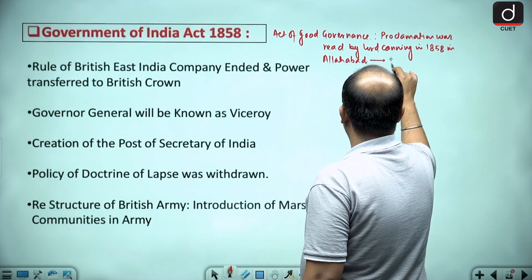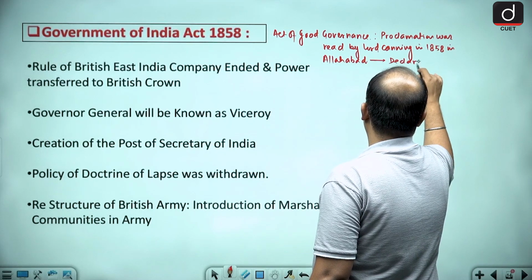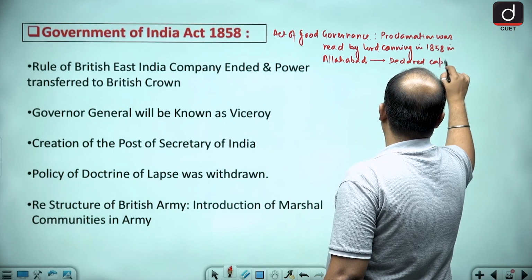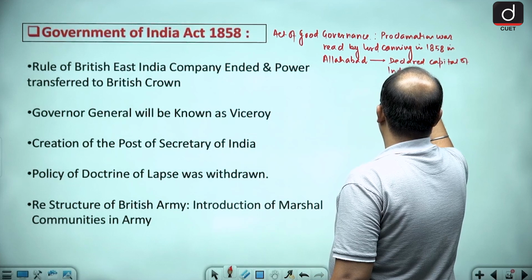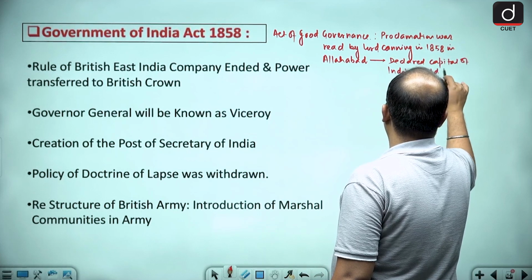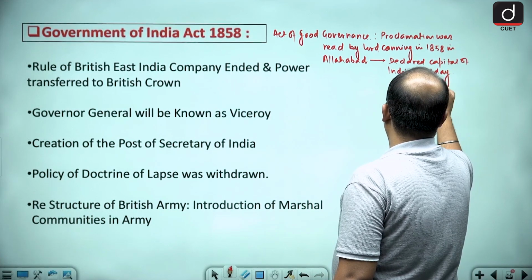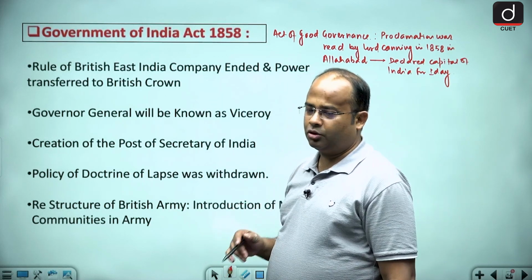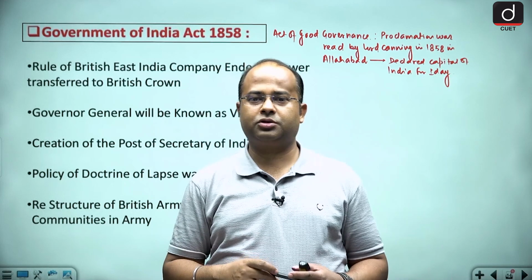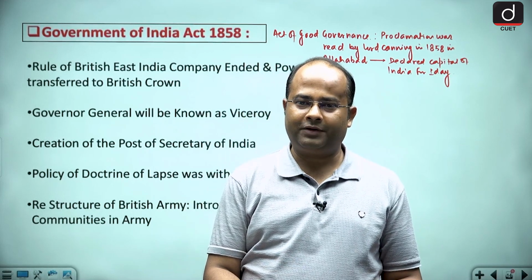Therefore, Allahabad was declared capital of India for one day. So, Allahabad was declared capital of India for one day. That is called the Act of Good Governance, or the Government of India Act 1858.